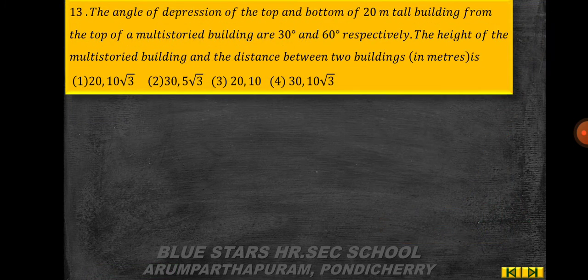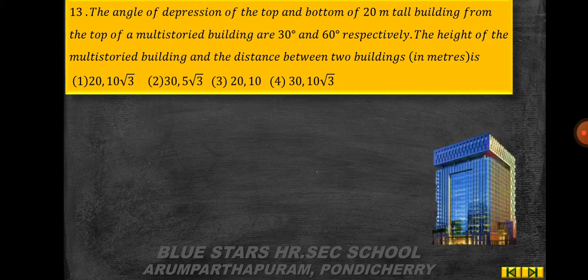Question number 13. The angle of depression of the top and bottom of a 20 meter tall building from the top of a multi-storied building are 30 degree and 60 degree respectively. The height of the multi-storied building and the distance between two buildings in meter is: option 1, 20, 10 root 3; option 2, 30, 5 root 3; option 3, 20, 10; option 4, 30, 10 root 3.